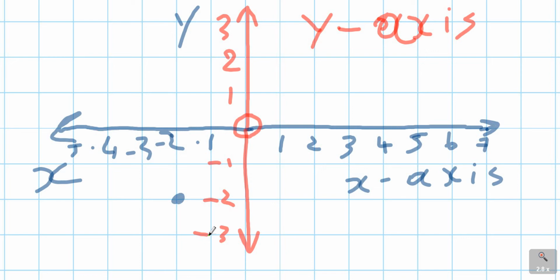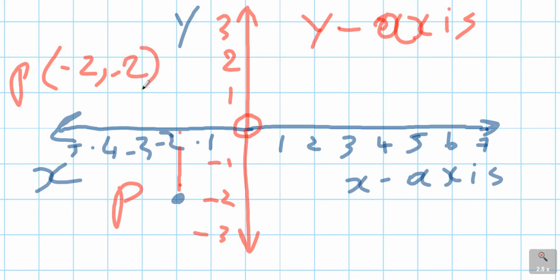And so if you look at this point, let's call it P. Now what would be the coordinates of P? The first thing that we'll write is P, and then -2 on the x, which is this one, and -2 on the y, which is that one. And so if you were to move from the origin, you'd move 1, 2 on the x, and 1, 2 down on the y.